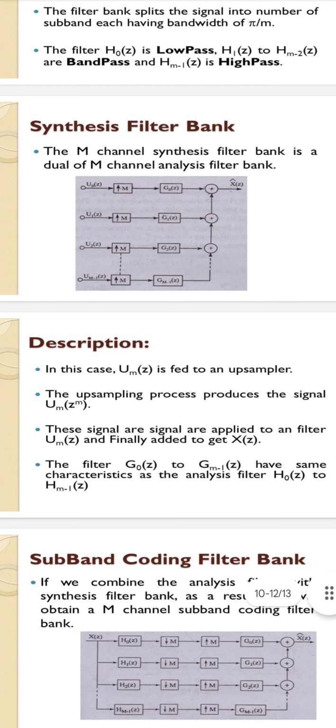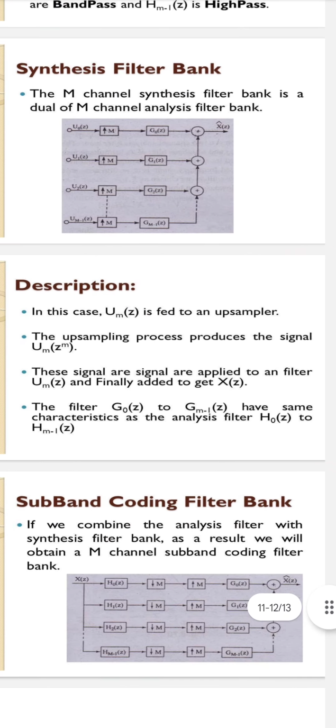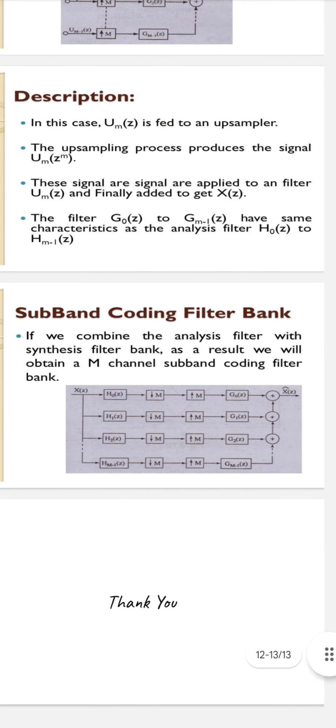The synthesis filter bank is a dual of the M channel analysis filter bank. Description: in this case, U m of z is fed to an upsampler. The upsampling process produces the signal U m of z to the M. These signals are applied to a filter G m of z and finally added to get X of z. The filters G0 of z to G M minus 1 of z have the same characteristics as the analysis filters H0 of z to H M minus 1 of z.